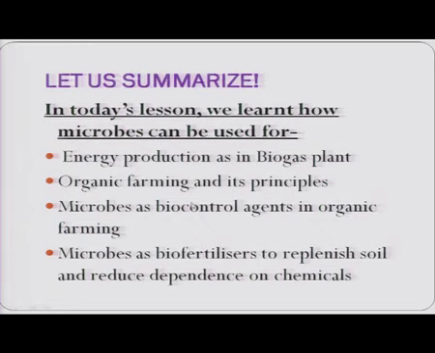farming and its principles. We discussed what is organic farming, what is the belief of an organic farmer and what are its principles. We have also learnt those microbes who can act as biocontrol agents or as biofertilizers to replenish the soil and reduce our dependence on chemicals which are day by day degrading the quality of soil, water and land.